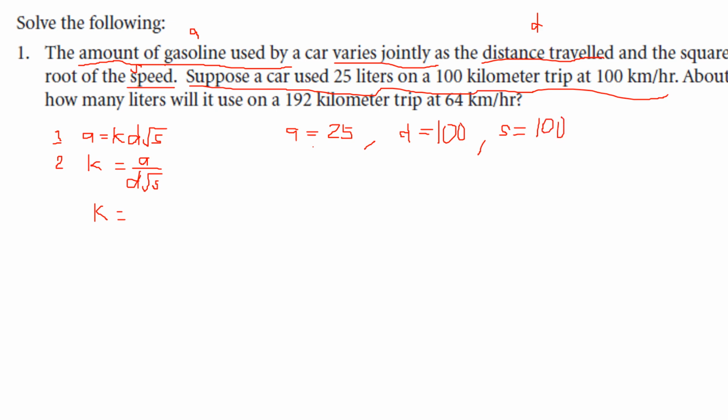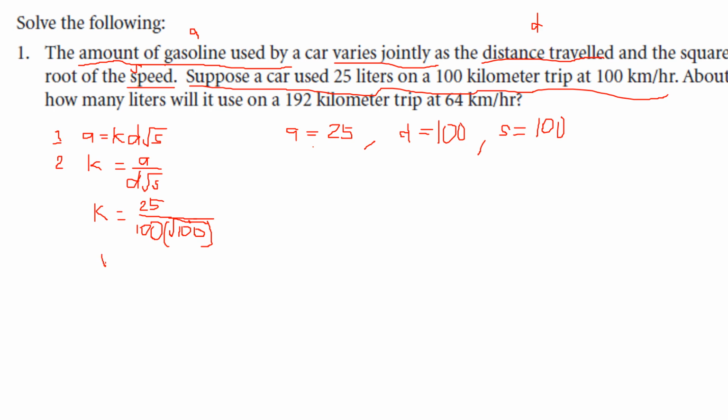So by using this information, we can get K. Going back to the formula, A is 25 over D, which is 100, times S. We use the square root, right? Since it is a square root, S is 100, so that is the square root of 100. So it is 25 over 100 times the square root of 100.